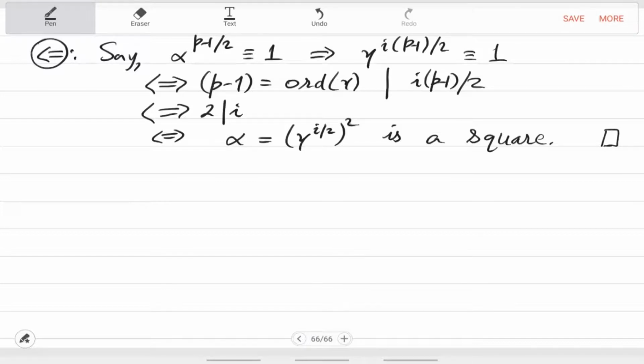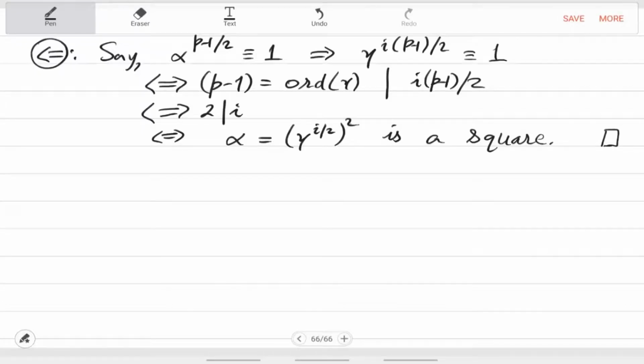So the discrete log of alpha with respect to gamma is I. This I has to be even. I is even if and only if alpha raised to (p minus 1)/2 is 1, which is equivalent to saying that alpha is a square. Any questions?